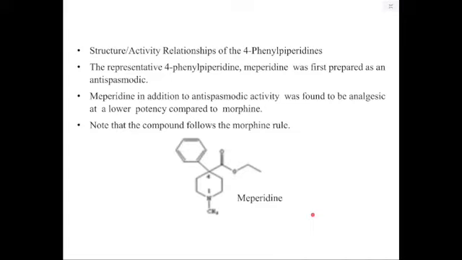Structure activity relationship, and the representative for phenylpiperidine, meperidine, was actually the prototype. In addition to antispasmodic activity, it was found to have analgesic activity. It follows the morphine rule, and you can always check that. As we had already said, it has a terminal nitrogen, which of course is basic. It has a tertiary carbon, it has a phenyl ring, it has a quaternary carbon, and so on. All those we had looked at. It does obey the morphine rule.